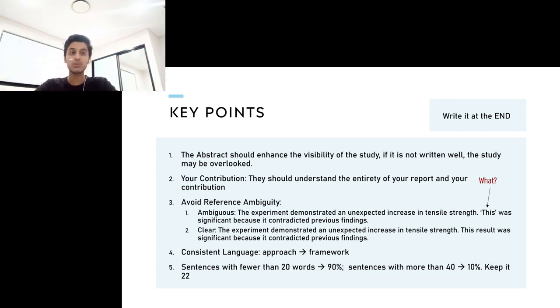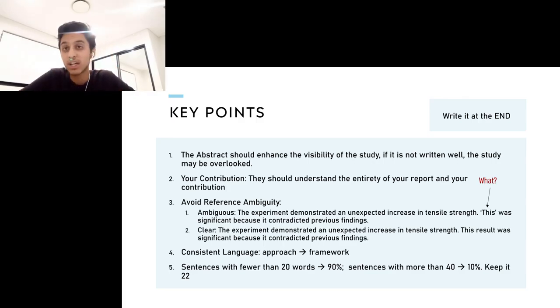Another thing is that you want to stop using pronouns like this and that. So let's read this example. The experiment demonstrated an unexpected increase in tensile strength. This was significant because it contradicted previous findings. Okay, so what do you refer to when you say this? Tensile strength was significant because it contradicted previous findings? Or are you talking about the tensile strength? Are you talking about the increase in tensile strength? What are you talking about? And so that's reference ambiguity. You're saying this and that, and the reader's like, what are you talking about? What is this? What is that?